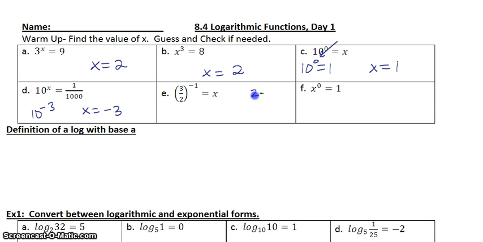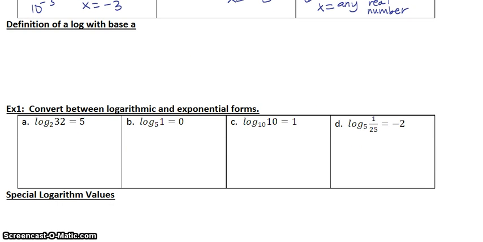E, x is 2/3. And F, trick question. X could be any real number because, again, anything to the 0 power is 1. Now here's the deal. These I made so that we could easily do them, but if you didn't know what the power was, we could use something called a logarithm to find it. So let me say more about that, and I'll do it under this next section.